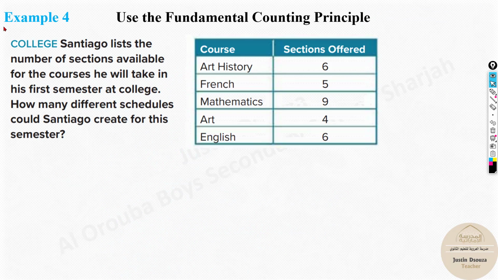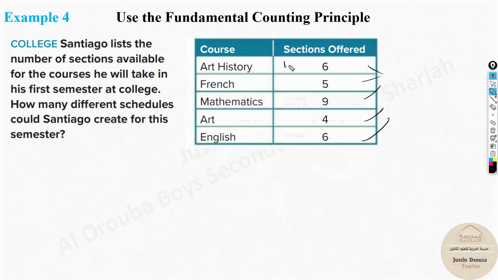We look into a problem now. Santiago lists the number of sections available for the courses he will take in his first semester at college. How many different schedules could Santiago create for a semester? So art history has 6 different sections offered. French has 5, mathematics 9, sports 4, and English 6. So how many different schedules can he create? Because he can choose any one from this stage, one from here, one from here.